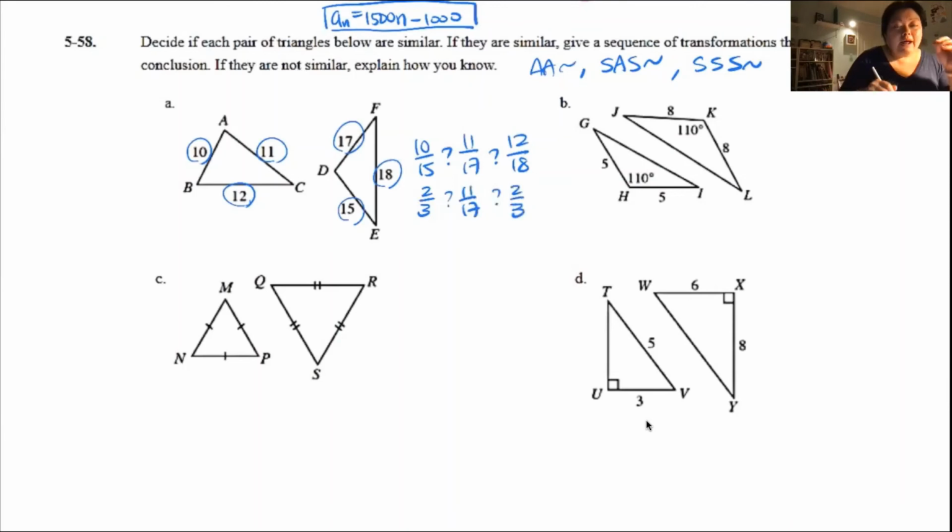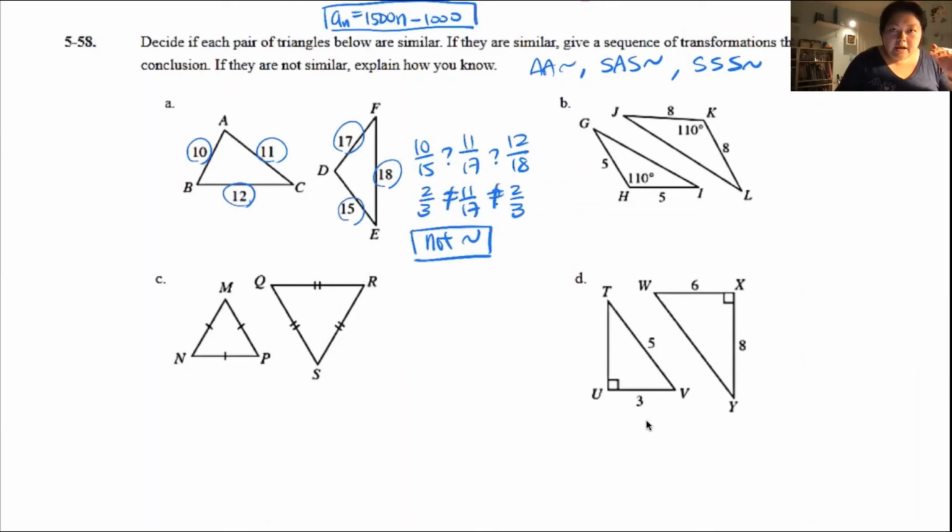So right off the bat, you can see, since I cannot reduce that middle one to a 2/3, it is not going to be the same ratio. So this one is not similar because the ratios are not the same. So not similar. Right, so not equal, not equal.